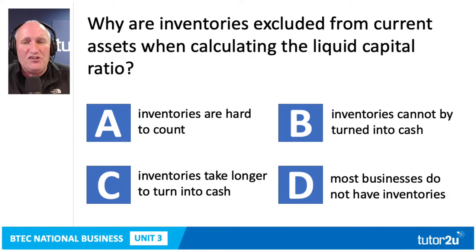Here's our next one. Why then are inventories excluded from current assets when calculating the liquid capital ratio? So we've already found out that the liquid capital ratio takes current assets but says forget all about inventories, get rid of them, remove them, exclude them. Why do we do that? Is it because they're too hard to count? Is it because you can't turn inventories into cash? Is it because inventories take longer to turn into cash? Or could it be that D, most businesses just don't have inventory? So one of those is the reason why.